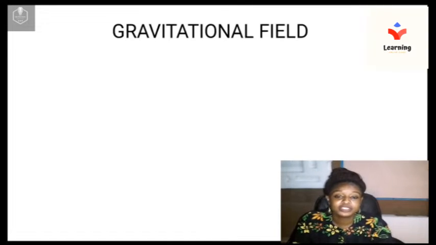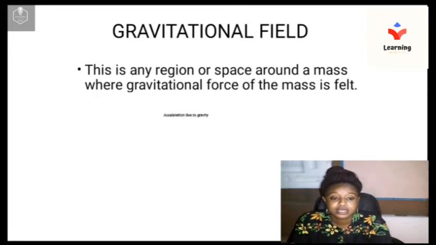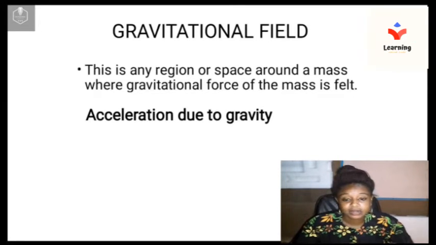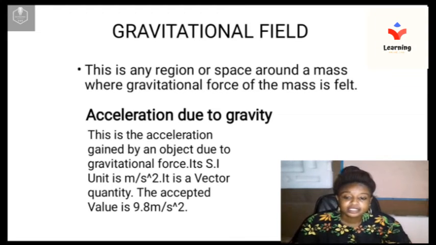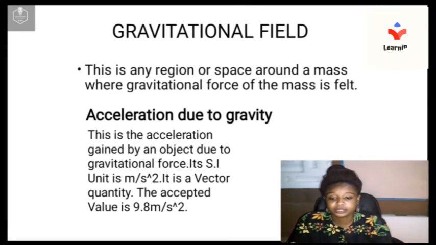Thank you. The topic we are considering today is gravitational field. What is gravitational field? Gravitational field is any region or space around the mass where gravitational force of the mass is felt. Then, let's talk about acceleration due to gravity. Acceleration due to gravity is the acceleration gained by an object due to gravitational force. The unit is meter per second squared, and it is a vector quantity, and the accepted value for the acceleration due to gravity is 9.8 meter per second squared.